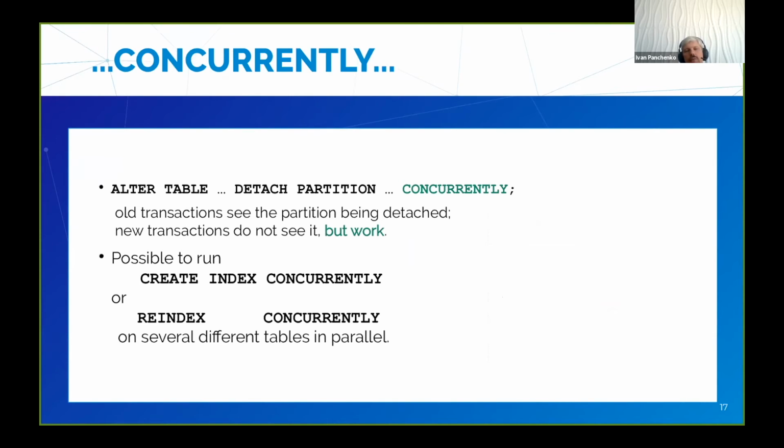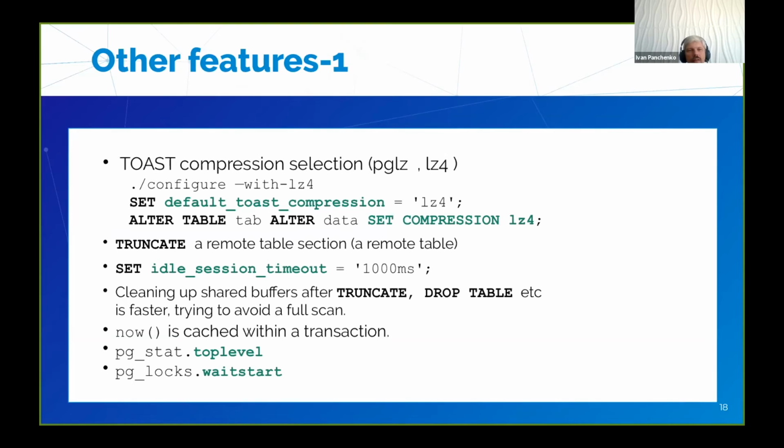Another thing that can be done concurrently now is detaching a partition, which is done without stopping queries. All transactions continue to see the partition, but new transactions don't see it. Also, you may create an index concurrently on different tables in parallel. Before that, you could run it only once per database in parallel. Now it's much easier.